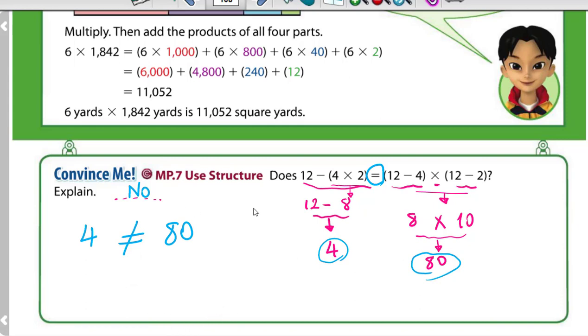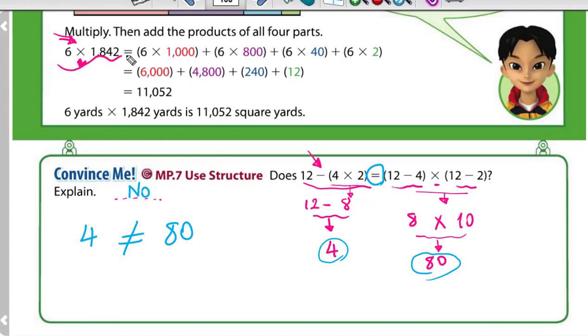Before we move to the next page, what is the difference? What is different in these two equations? Okay, so focus with me. This part is very important. Here this is minus, this is minus, and here this is times. So this is the big difference.